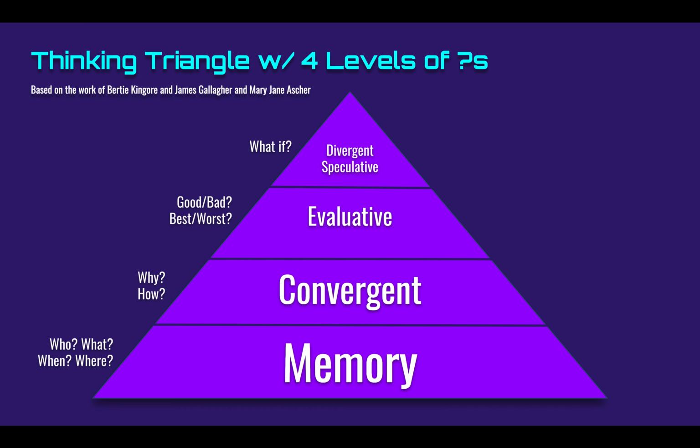solid. One thing you can say about gifted kids is that you might even flip the triangle and spend a lot less time on convergent and memory because they might just get things faster, but that doesn't mean you can skip them.